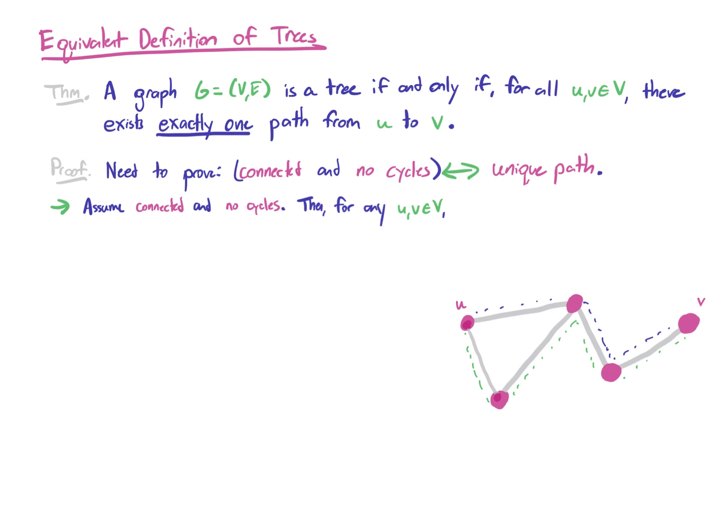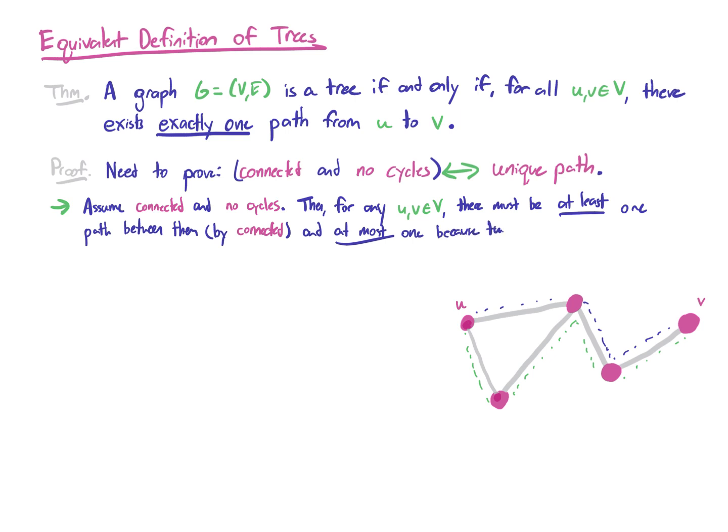Okay, so if I pick these two, then there must be at least one path between them by the hypothesis that we are connected, and at most one, because two distinct paths would create a cycle.